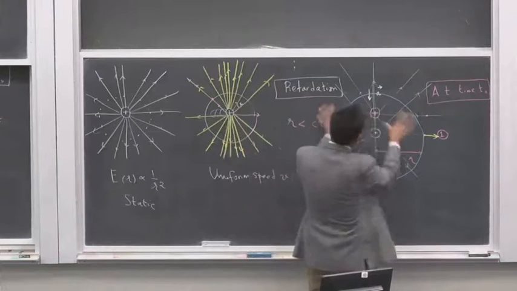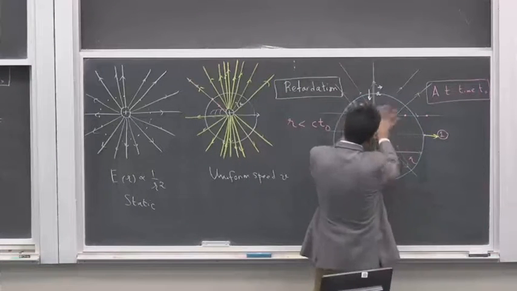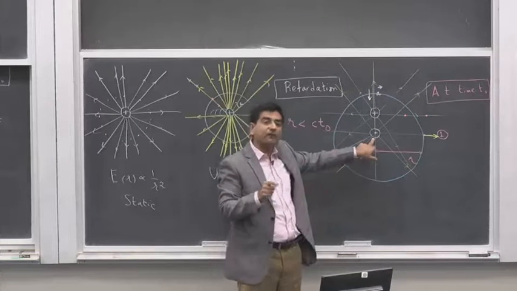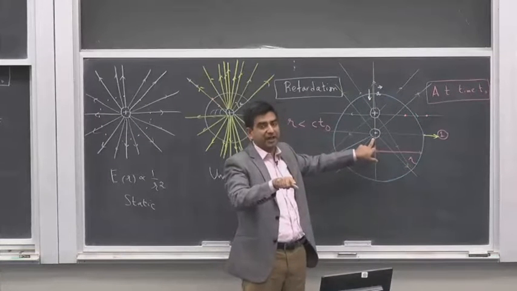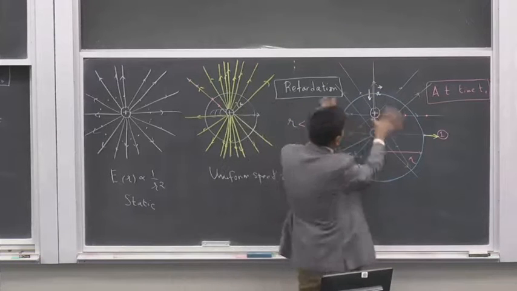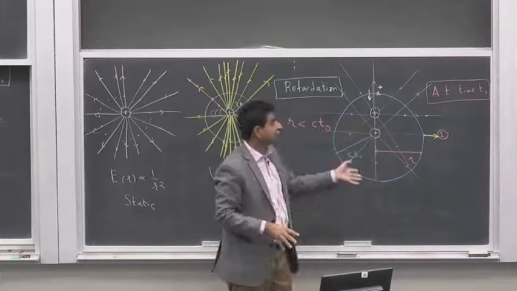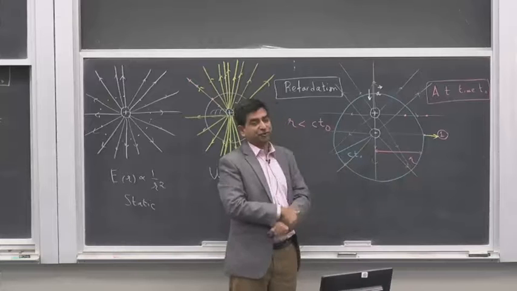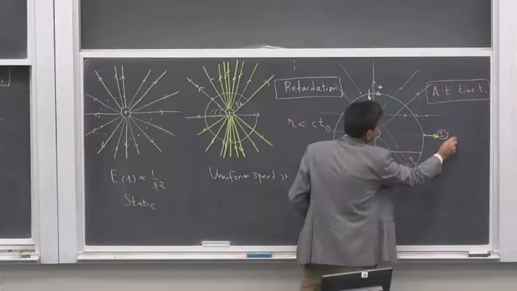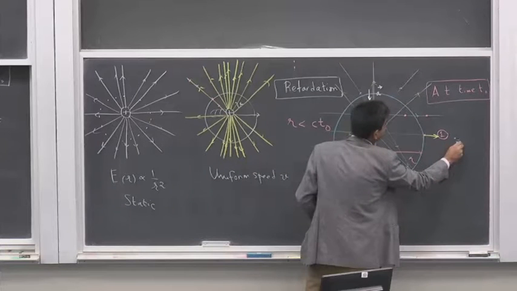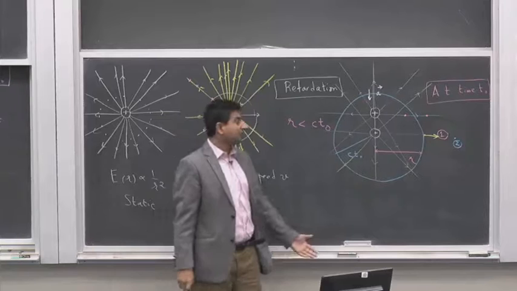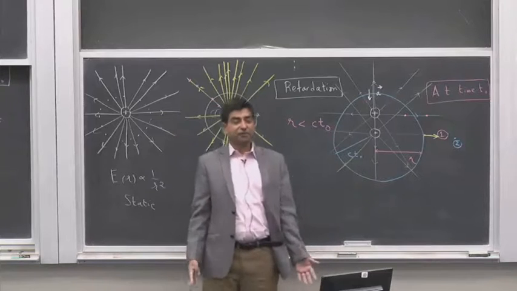So within this volume, any observer located inside the volume will see an electric field that is reflective of the new configuration of the charge, and that's radially outward from this new position of the charge. However, if there is an observer at this location 2, this observer cannot notice that the charge has actually changed its position.